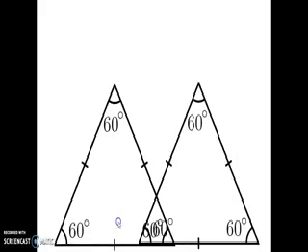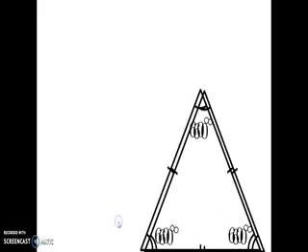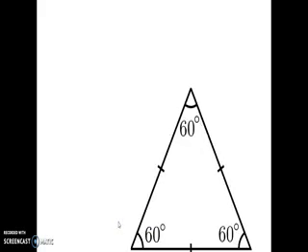Yes. Now I am going to superimpose these two triangles. They get superimposed, isn't it? So we can conclude that two equilateral triangles with sides same are congruent to each other.